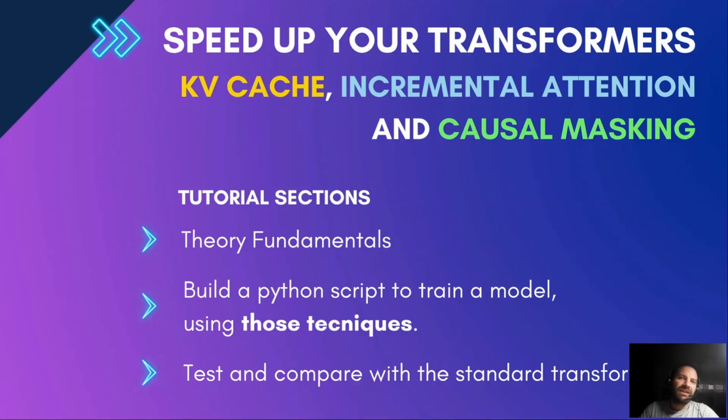The KV cache is a technique that dramatically speeds up text generation by storing, or caching, the key and value representation of all previously processed tokens. Instead of recomputing these for every new token, the model simply reuses the cached values. This reduces computation, slashes inference time, and makes it possible to serve large models like GPT-4 and Llama to millions of users in real time. Now we will talk about incremental attention.